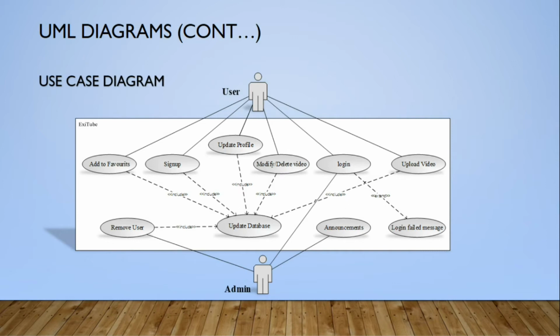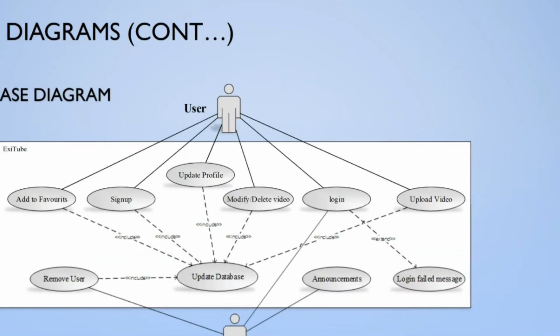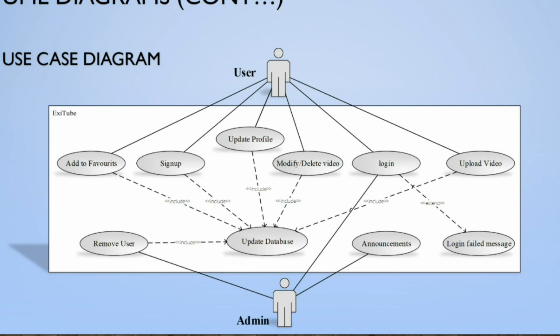Here is the use case diagram of our proposed system ExiTube. Here you can see that the user can do multiple activities, like he or she can add videos to favorite, sign up, update profile, modify, delete video, login and upload video. Similarly, the admin can also perform multiple tasks like removing a user, removing a video, announcements, login, logout, and etc.